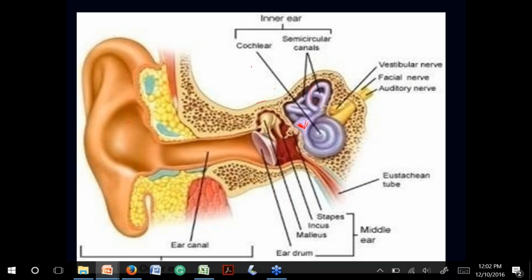All right. By the way, it's interesting, right? We have three in the outer ear: the auricle 1, ear canal 2, and the tympanic membrane 3. In the middle ear, we have malleus 1, incus 2, and stapes 3. And here in the inner ear, we have the vestibule 1, the semicircular canal 2, and the cochlea 3. So we have three of these.